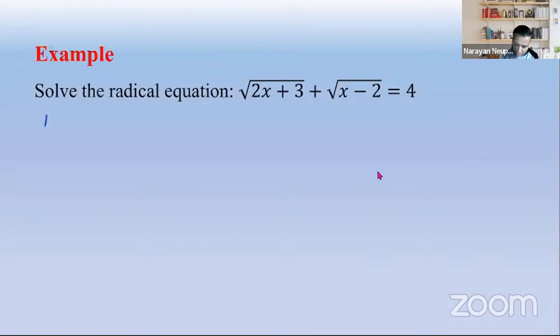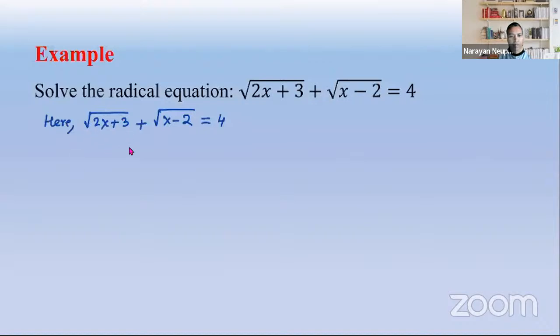So here we have the equation square root of 2x plus 3 plus the square root of x minus 2 equal to 4. So you can see this is the equation with two roots. Here is one root, here is the other one. So what you have to do is you have to move one of the roots to the right hand side. You just have to keep one root on the left and move everything on the right.